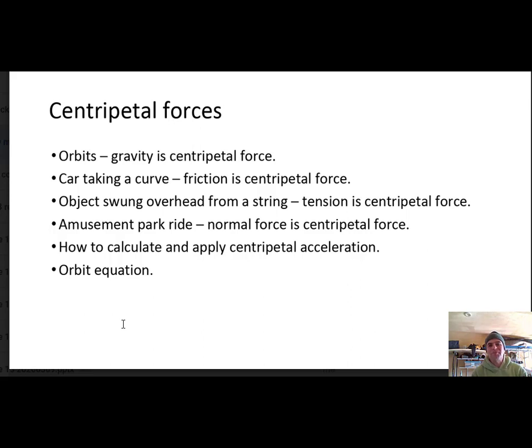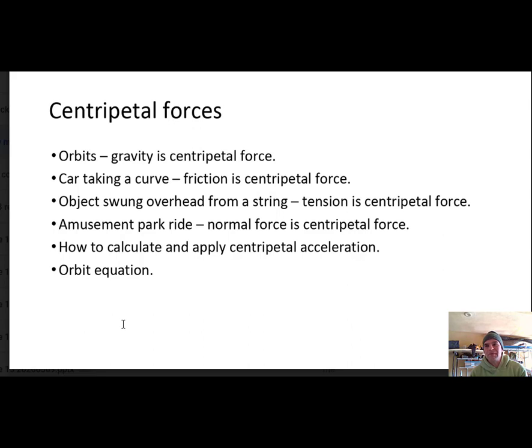We talked about centripetal forces, and we used a number of different examples. Remember, centripetal force is any of the forces we've been discussing: tension, gravity, friction even, and normal force could even be. They could all be centripetal forces that cause an object to continue to move in a circle. And I gave you examples of different cases where this is happening. Anytime you have circular motion, you have some force which is causing that object to move in a circular path.